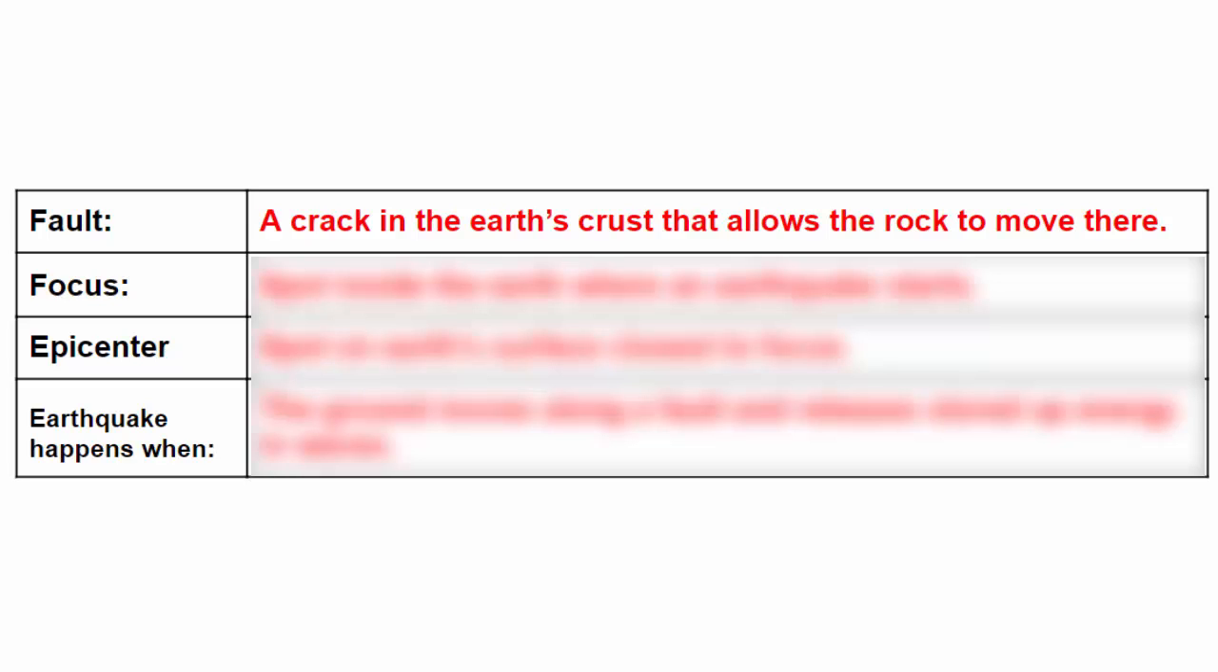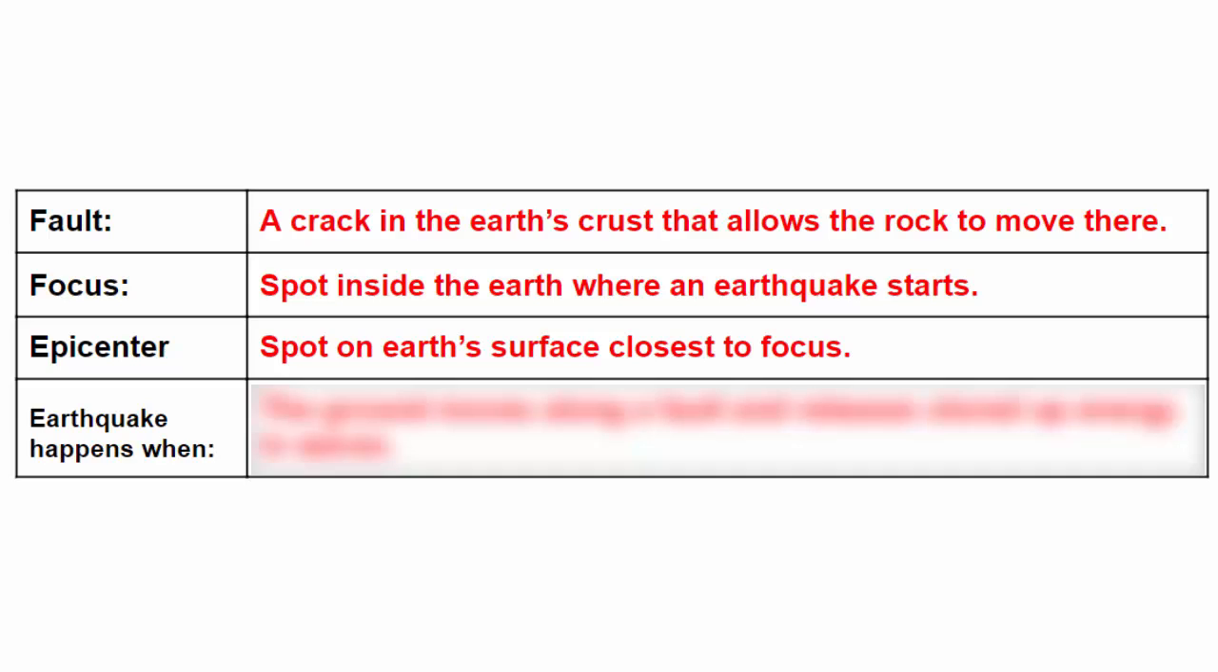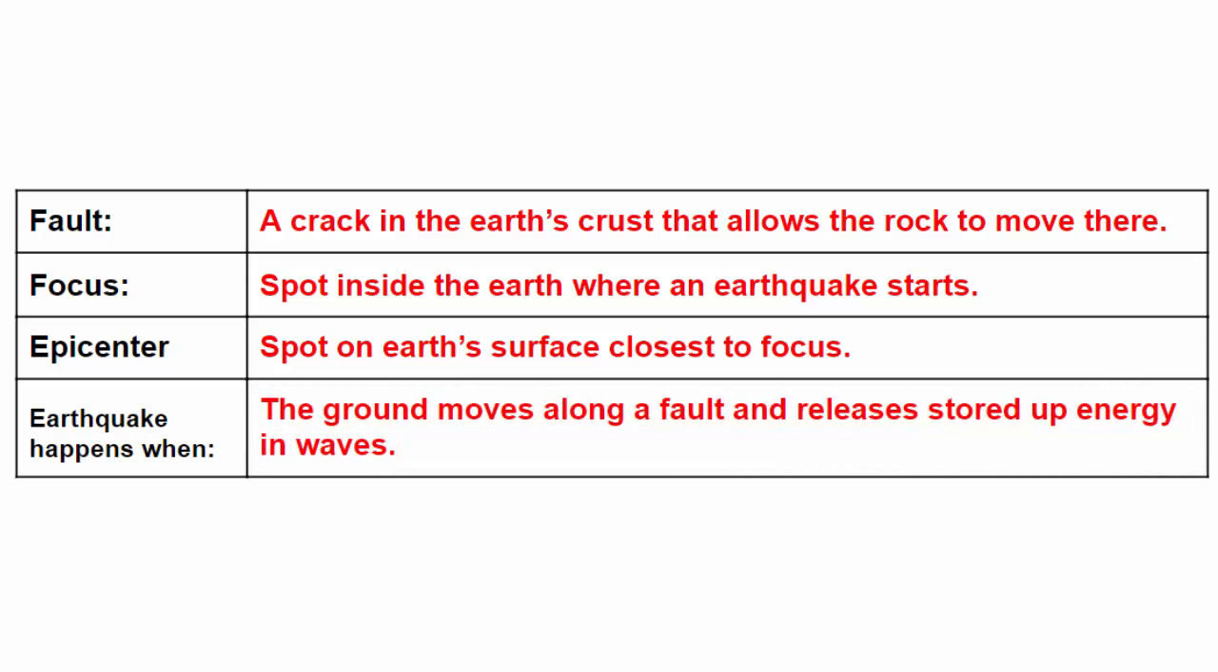Okay, let's write this down in our notes. A fault is a crack in the Earth's crust that allows the rock to move there. The focus is the spot inside the Earth where an earthquake starts. The epicenter is the spot on the Earth's surface closest to the focus. And an earthquake happens when the ground moves along a fault and releases stored up energy in waves.